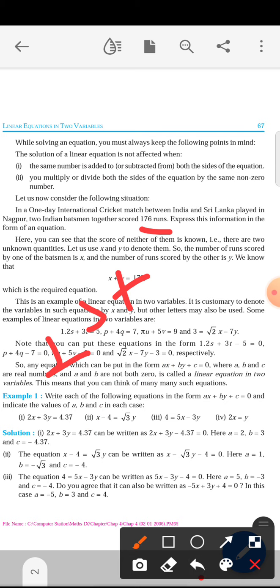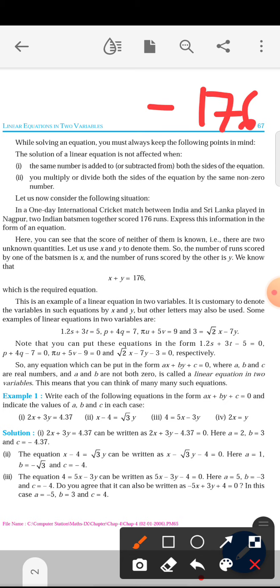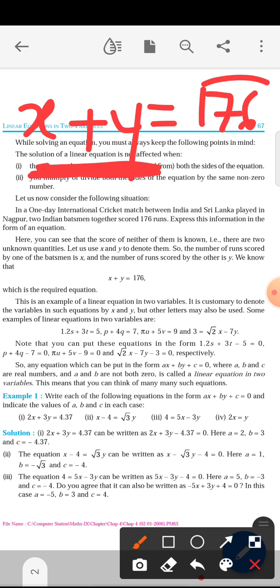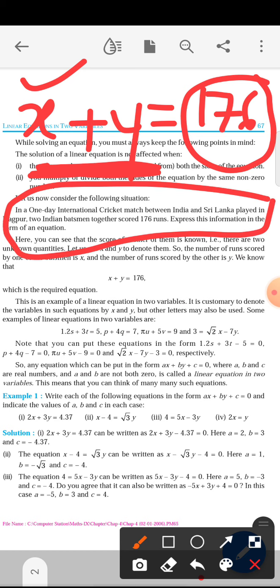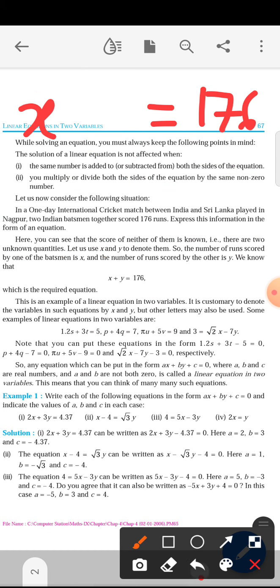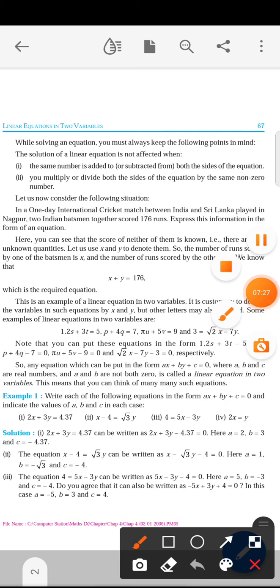Now if they scored 176 together, then the run of the first batsman is x and the run of the second batsman is y. So if we add these two, we will surely get 176. This is the required equation. If we have to form this condition as an equation, then x plus y equals 176 is the required equation. That means the summation of runs between these two batsmen is 176.